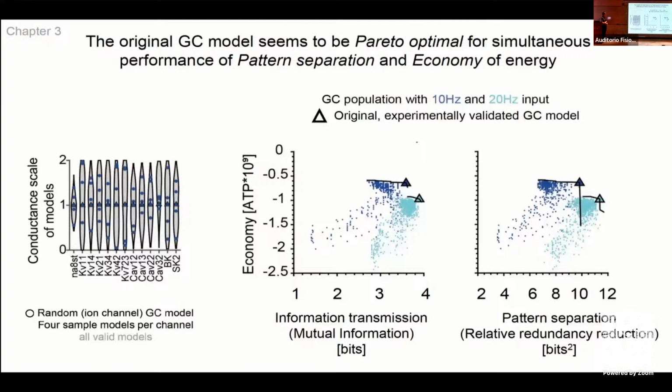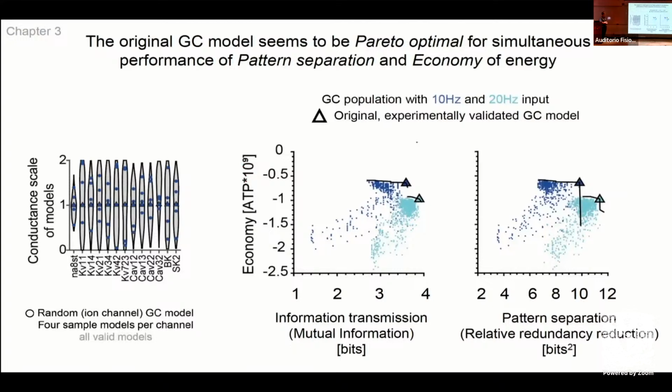And this is the result. As I said before, we are considering here a whole population of models. This is nearly 1,200 models that show the same somatic behavior. But as you can see, regarding the economy and pattern separation performance, you now get a data cloud. So they perform very differently. The triangle is the original model, the model validated by literature and published. And very astonishingly, it is on the Pareto front.